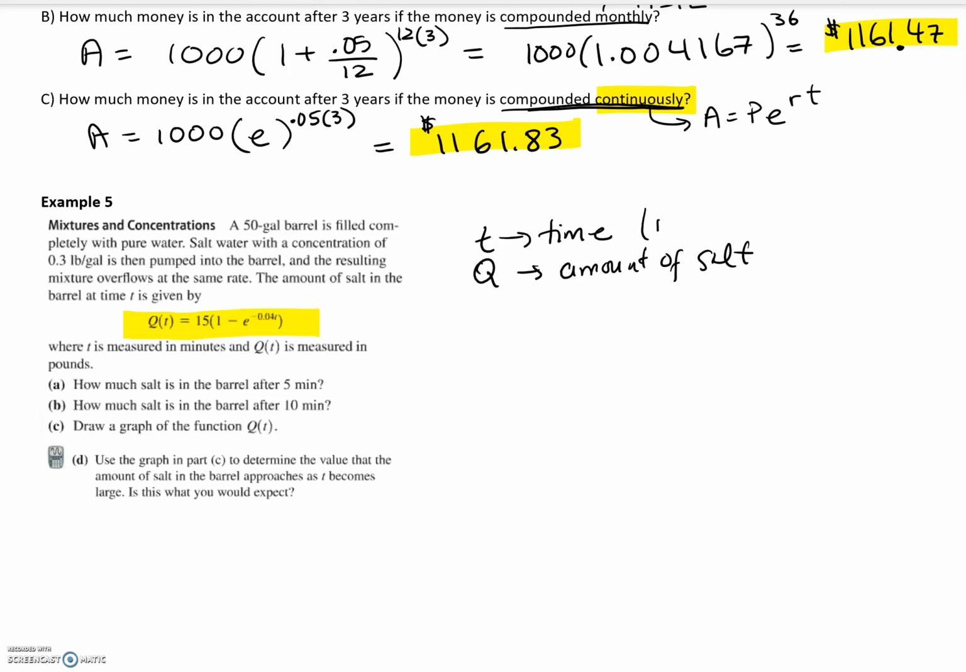And t is time in minutes, and salt is measured in pounds. Part A says, how much salt is in the barrel after 5 minutes? Well, that's easy. That's a plug and chug. So Q is going to be 15 times (1 minus e to the negative 0.04 t), and we're going to put 5 minutes in and punch that into our calculator, and let's see what we get.